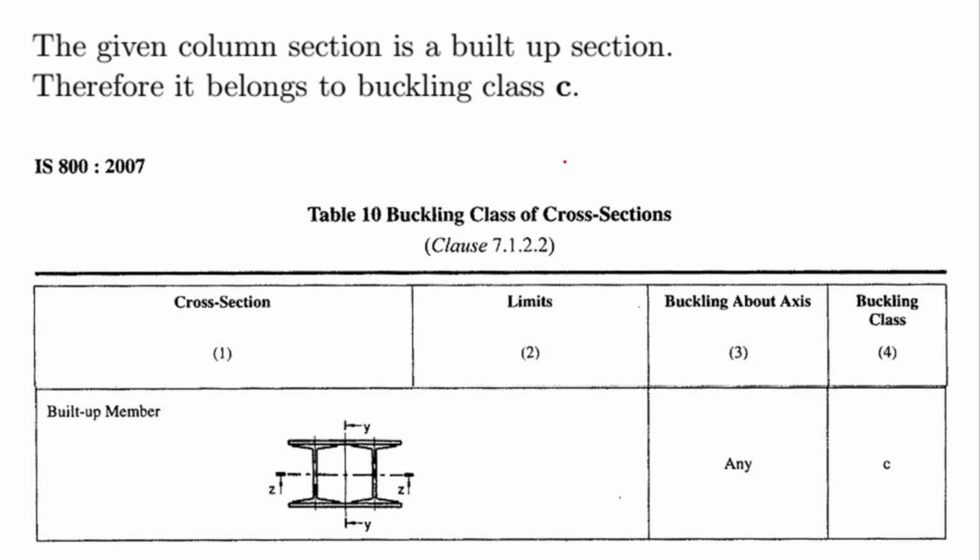Next, the given column section is a built up section which I have already discussed. So therefore it belongs to buckling class C. So all of us know that the column normally fails due to buckling. So from IS 800 2007, from table 10, which gives the buckling class of cross sections. In the table 10, the buckling class of different cross sections are given, but from that table I have shown only a small part. For built up member, the buckling class is C.